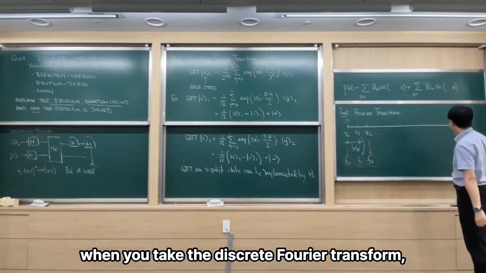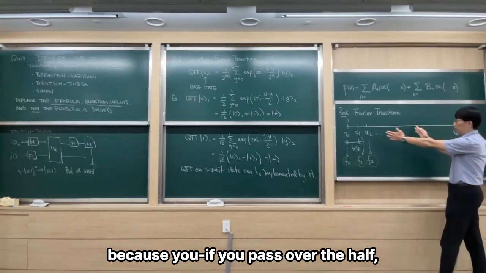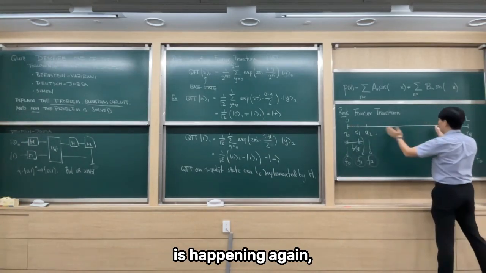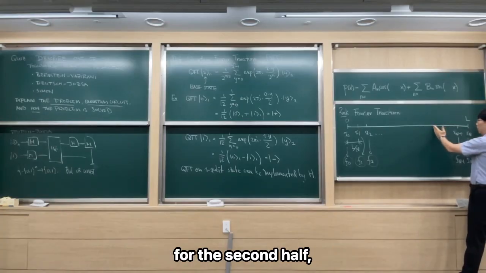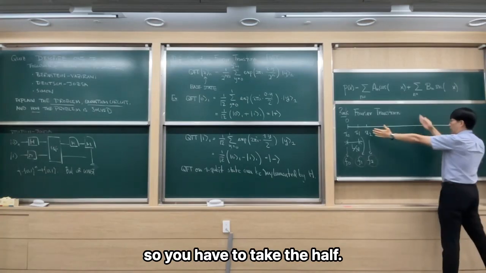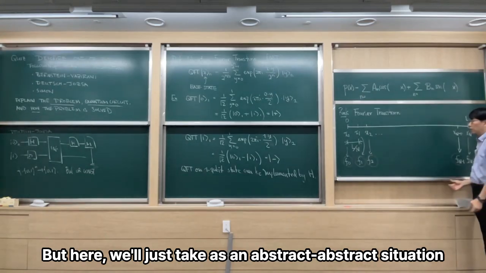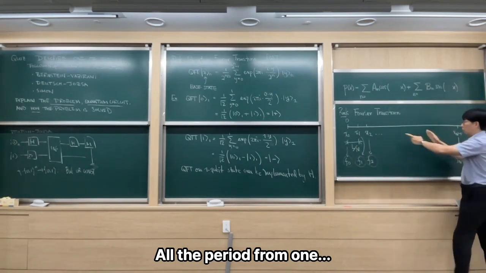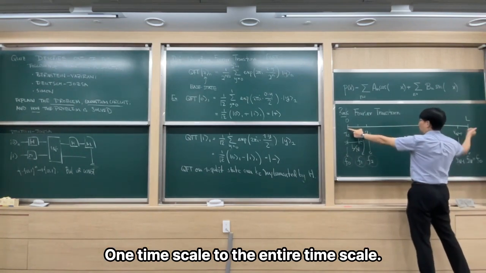So in principle, when you take the discrete Fourier transform, you take the half, because if you pass over the half, then you cannot guarantee that this period is happening again, because there's not enough data for the second half. So you have to take the half. But here, we'll just take as an abstract situation that we can somehow know all the periods from one time scale to the entire time scale.